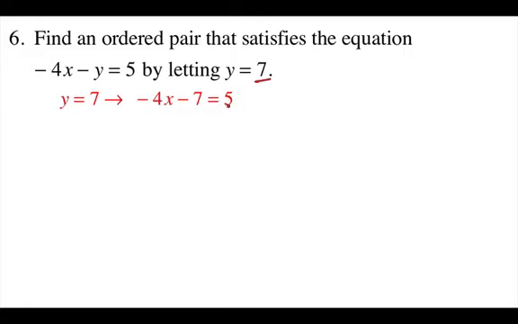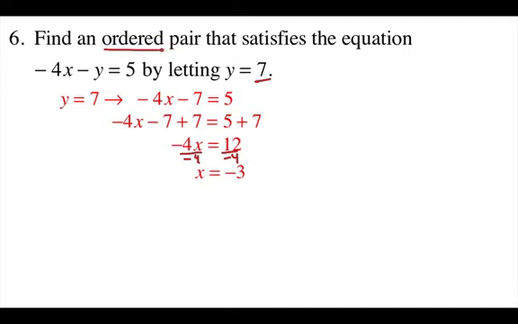And then all I need to do with this equation is solve for x. So I am going to add 7 to both sides. I end up with -4x equals 12. I am going to divide both sides by -4. Once I do that, I get x equals -3. So my answer has to be an ordered pair. So this is why the answer is -3, 7, because the x value is -3, and I was given that y is equal to 7.